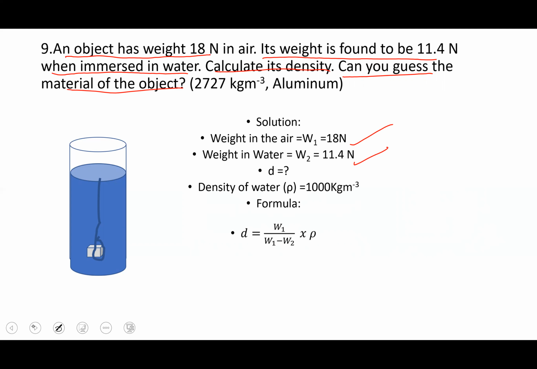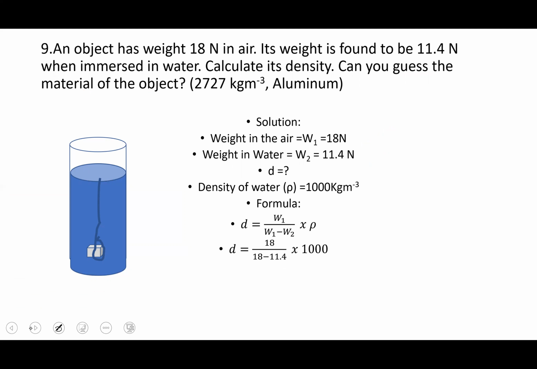The formula for this one is: density of material is given by W1, which is the weight of the material in air, divided by the weight of the material in air minus the weight of the material in liquid, which is W2, multiplied by the density of water. So putting in the values, it will be 18 divided by 18 minus 11.84, multiplied by 1000.